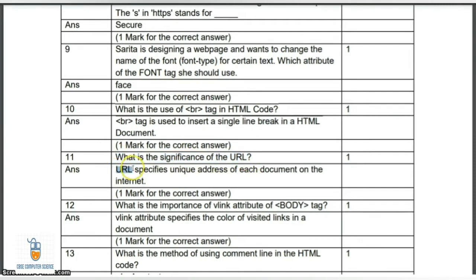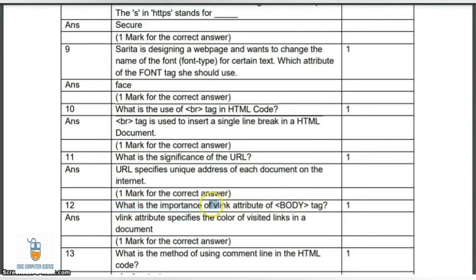Now what is the significance of the URL? URL means the unique address of each document on the internet. Every document, every web page has a specific address known as Uniform Resource Locator, that is URL. Now, what is the importance of the vlink attribute of the body tag? Coming to question number 12, they have asked the use of vlink.